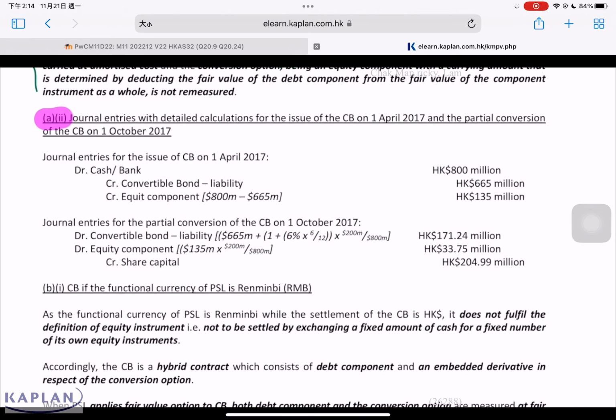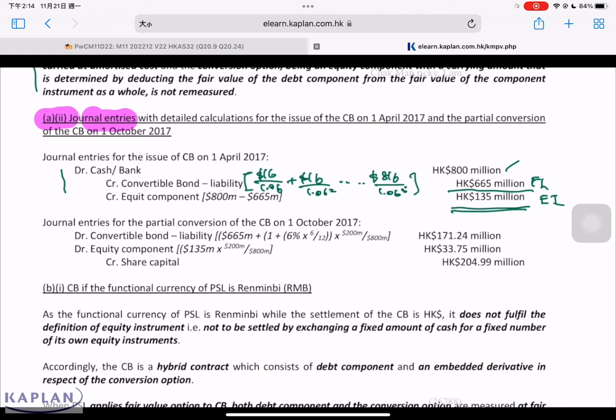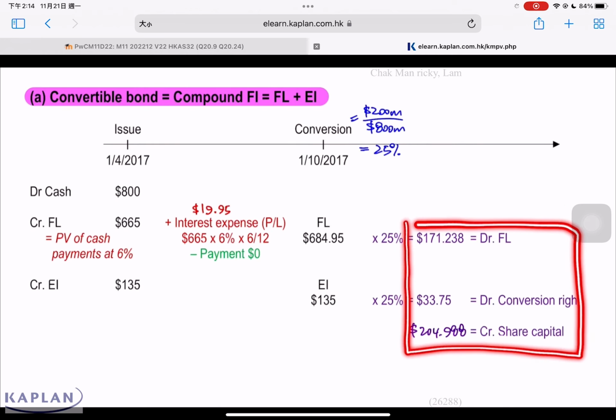Part A2, prepare the journal entry for the issue of the bond and the conversion of the bond. At the date of the issue, the $800 million we must split between financial liability and the balance is an equity instrument. If you are not given the 665, you should calculate 665 yourself. Take the $16 million over 1.06, $16 million over 1.06 to the power of 2, until year 5 is 816 over 1.06 to the power of 5. Add up these 5 years, which will equal $665 million. At the date of conversion, which is the 25% converted into shares, reduce the liability, reduce the conversion option, transfer to share capital, 204.99. Same entry that we discussed earlier on.